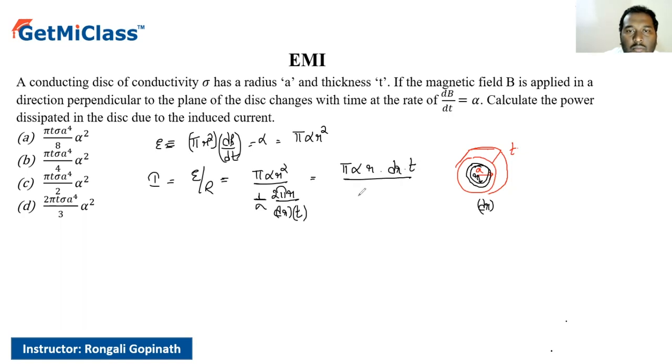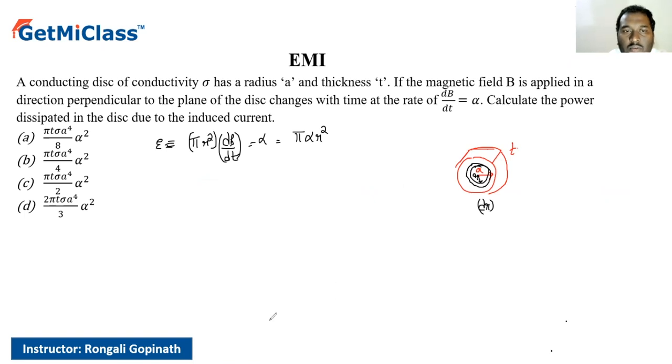Which would make it as pi alpha R into dr into T into sigma divided by 2 pi. The pi also gets cancelled. It is alpha into sigma into... I think we can make it much better by directly calculating the power.